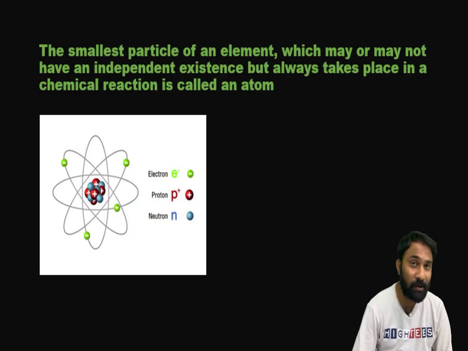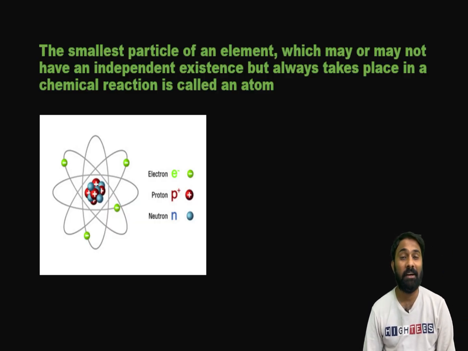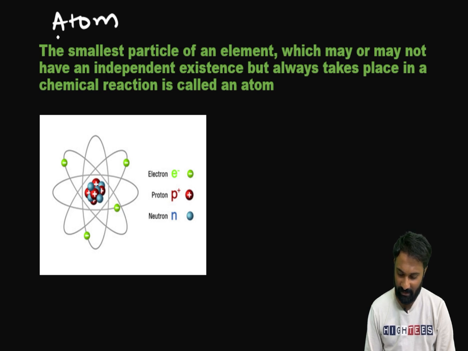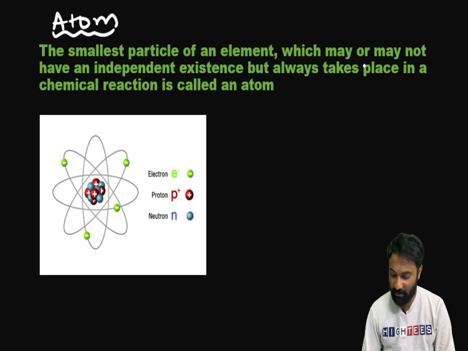Next we are going to see where chemistry has started. Here we are going to start with the atom. What is the atom? The smallest particle of an element which may or may not have independent existence but always takes part in the chemical reaction is called the atom.